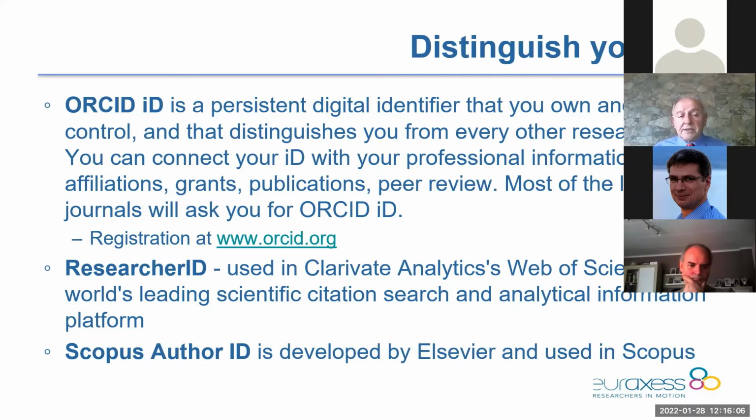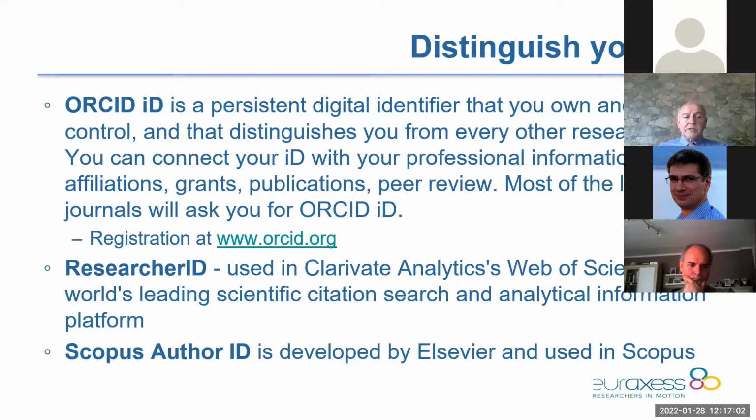Most of the leading journals will ask you for an ORCID ID, and it will help your paper to be associated with you always, not only in one place, but on all scientific platforms. If you still don't have your ORCID ID, please use the website www.orcid.org and register yourself. It is easy, it is free, and you will get your ORCID ID and use it when you publish everything everywhere.